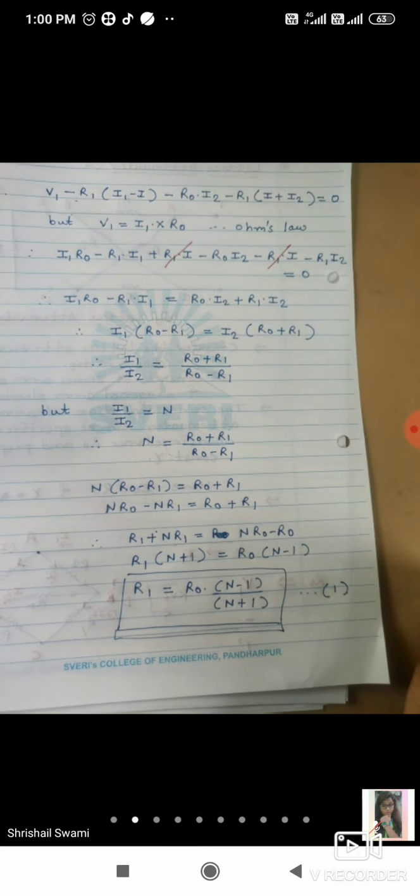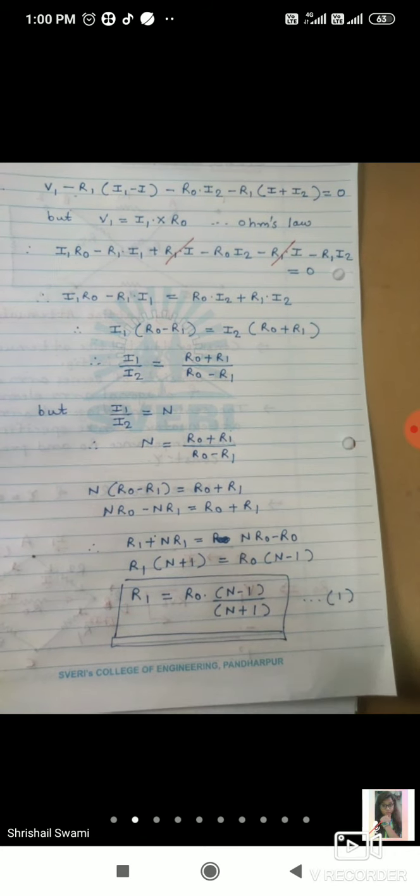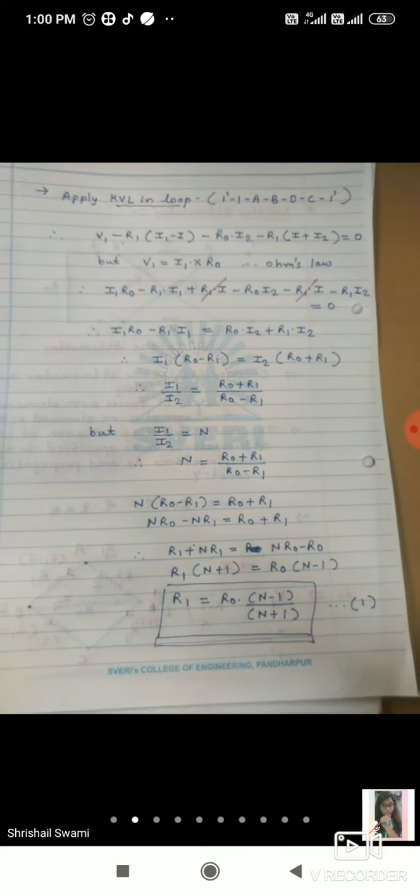I will call this expression number 1. Understood? Once you put I1 divided by I2 is equal to N, rearrange properly, keeping our aim as finding the expression of R1. So the R1 term you can take on one side and all the remaining things on the other side, so that you can get the expression of R1. Up to this step there will not be any problem.